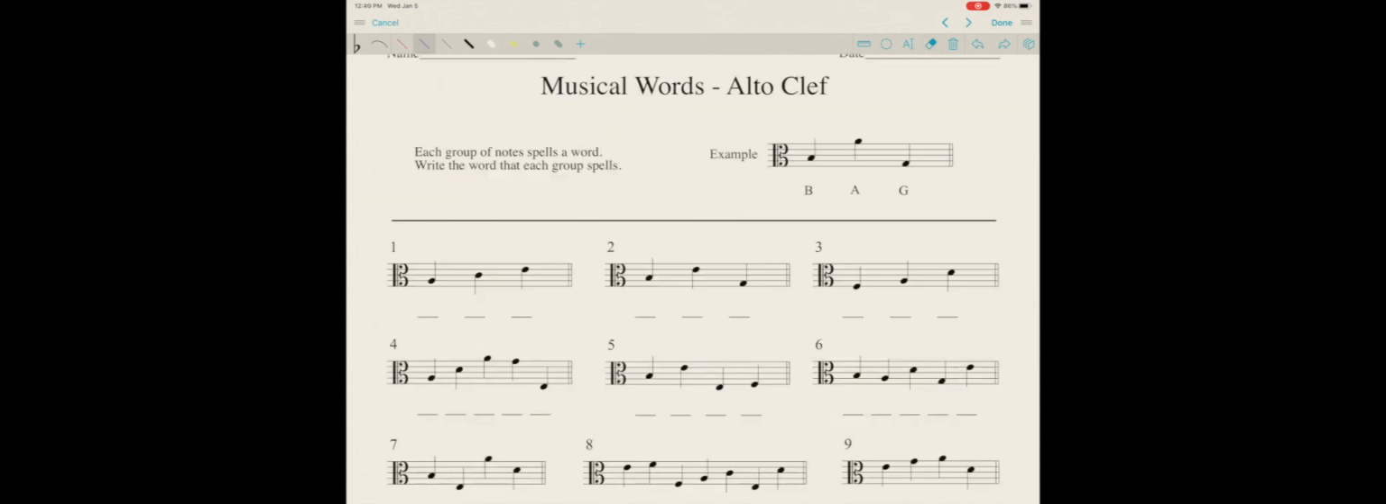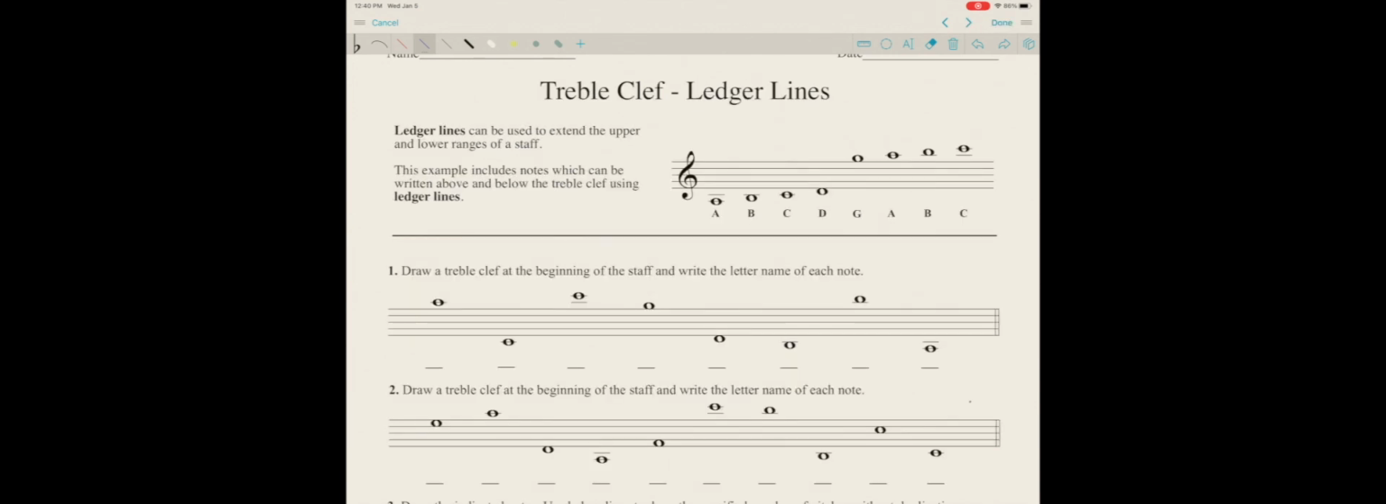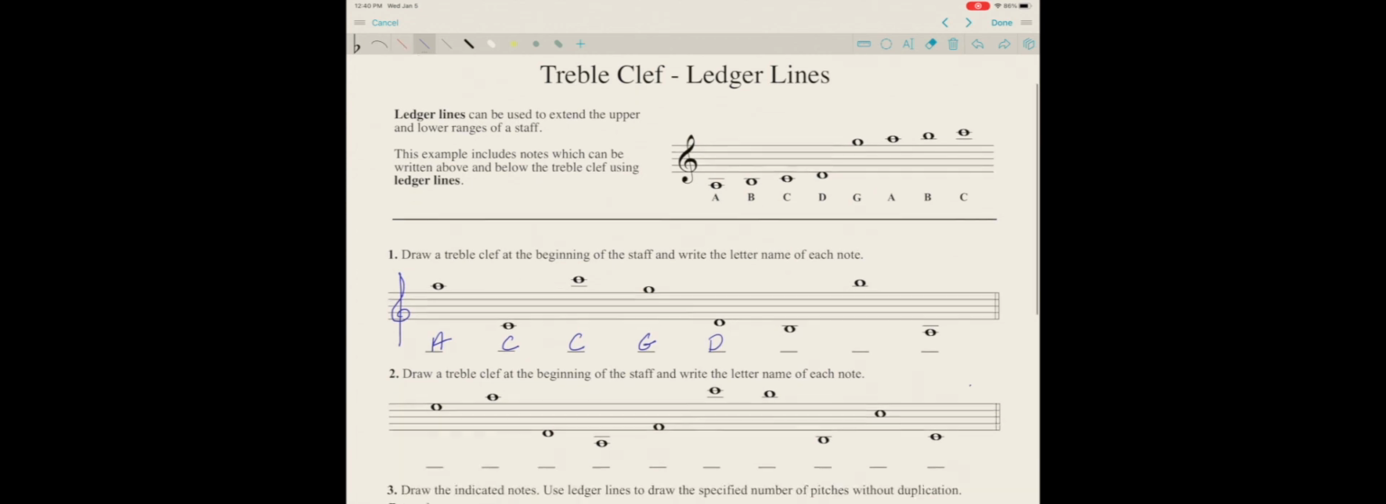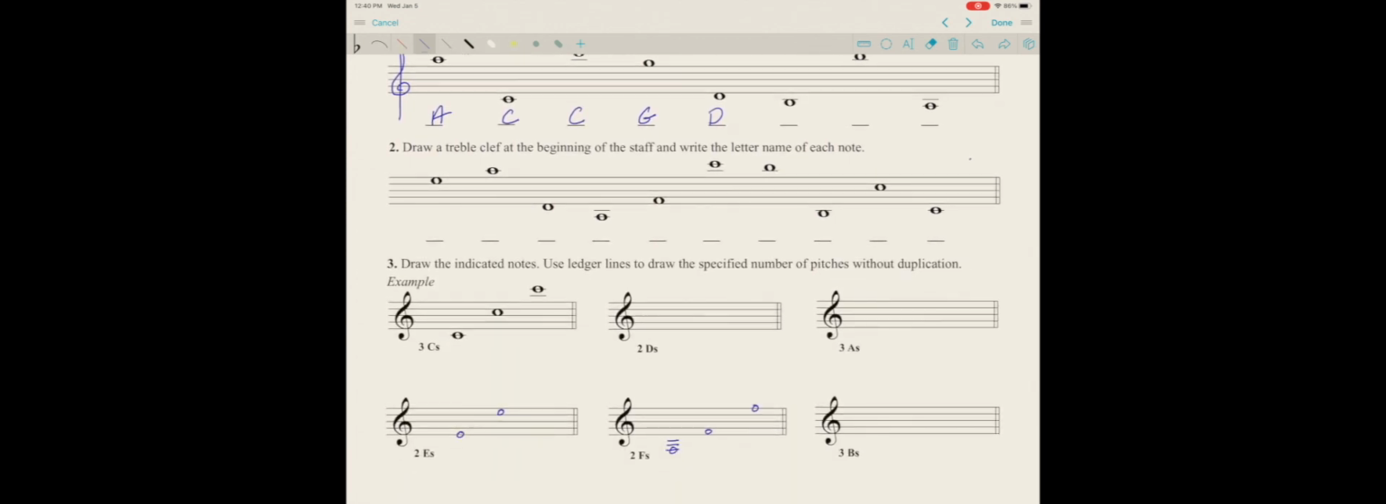All right, let's go on to alto clef, and we talked about this. So A, C, E, that makes a word. And B, E, G, "bag." Okay, so we've got some words in alto clef. I talked about this one on another video, but you're going to draw a treble clef in and name the notes. You're practicing ledger lines here, so you might have to think about this just a little bit. Just use your musical alphabet skill and count up the lines and spaces using the musical alphabet.